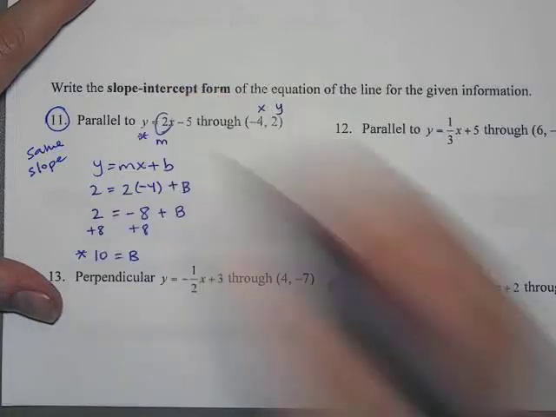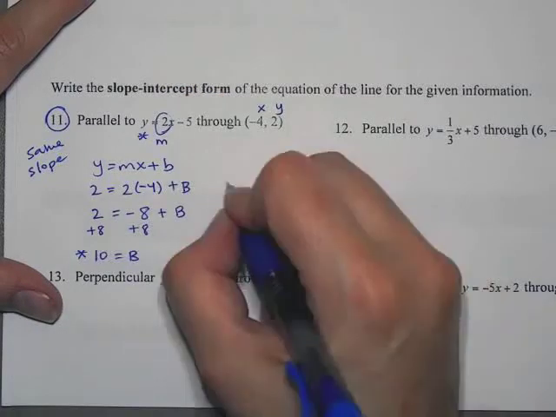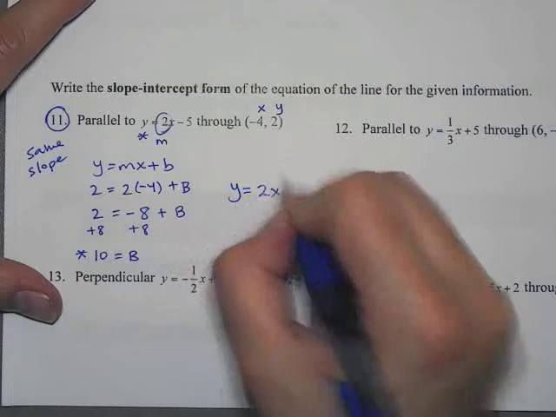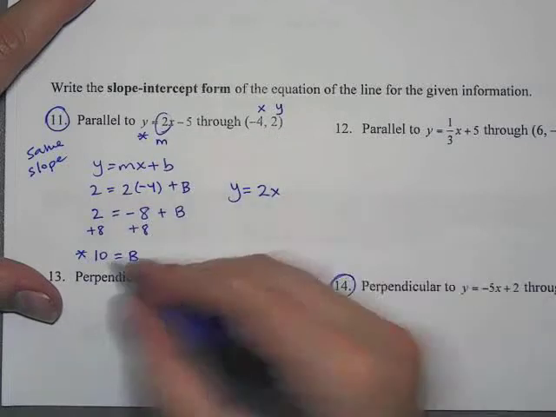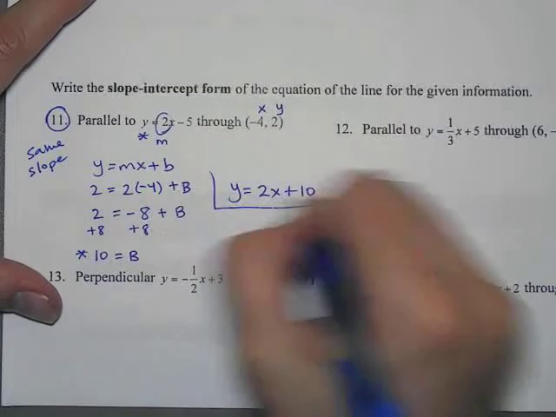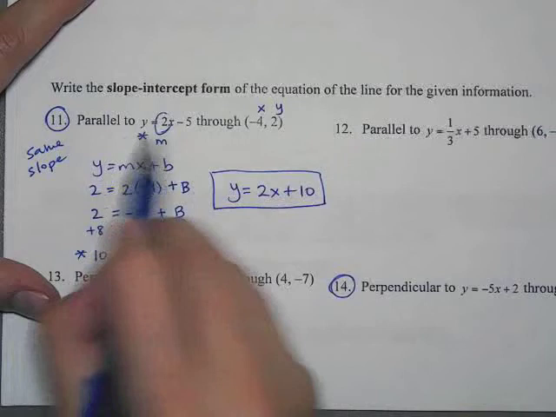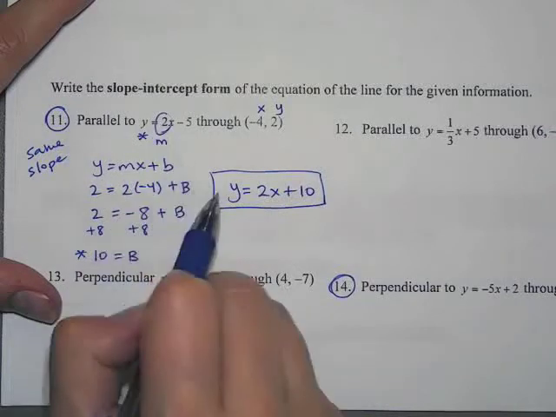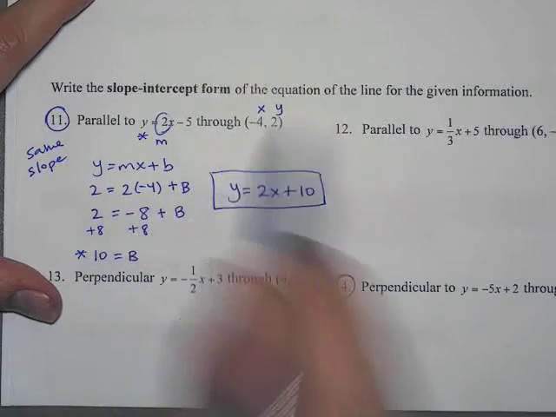My slope, m, is 2. So my equation is y equals 2x, same slope, plus 10. Okay, so this is the equation that is parallel to this equation right here. They have the same slope, but this equation goes through the point (-4, 2).